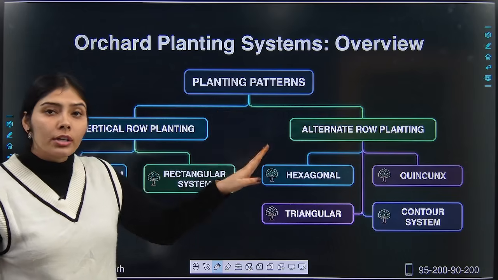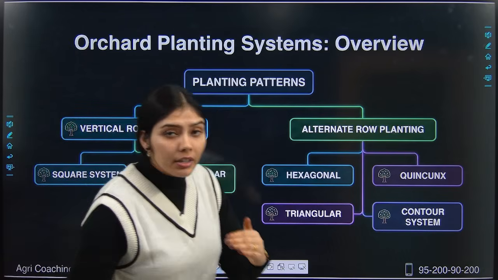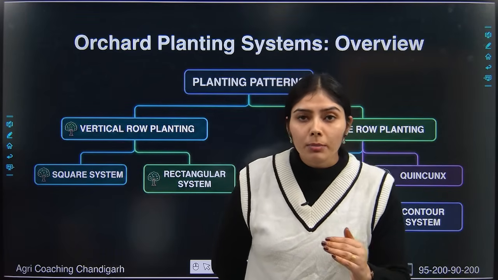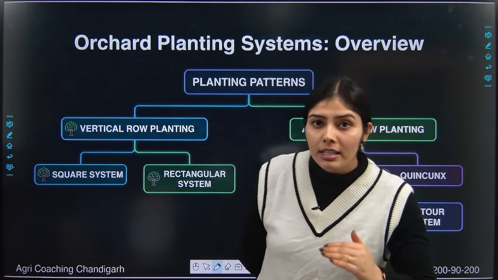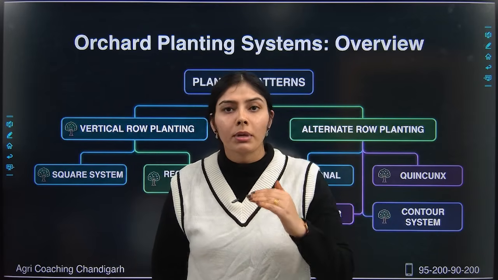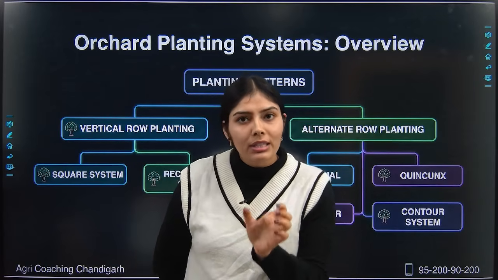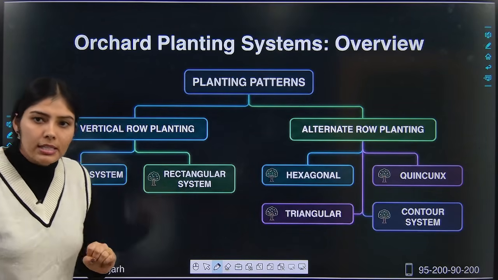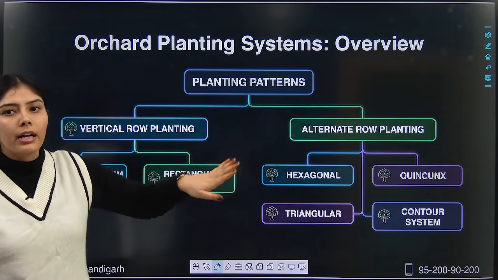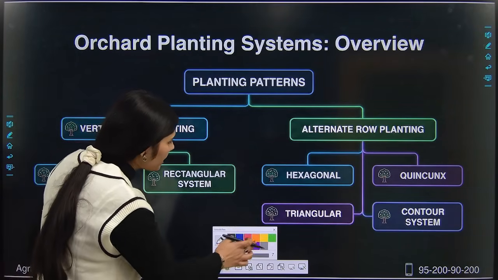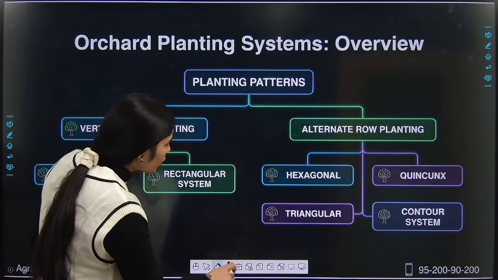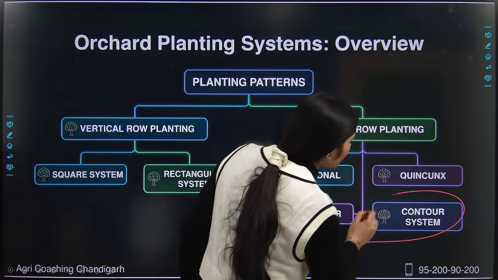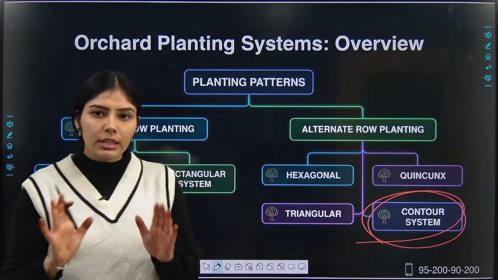Whereas when we talk about alternate row planting, in the alternate rows, the tree in the adjacent row will not be directly behind the tree in the front row, rather it will be in the center point. So the trees in the alternate rows are behind each other, but the trees in the adjacent rows are in between the center of the trees in the front rows. So we'll see it later on. In the alternate row planting system, we have hexagonal system, Quincunx system and triangular system. Contour system is not basically a part of alternate row planting. Contour system is just a pattern which is seen in hilly areas. It is not specifically for the alternate row pattern.